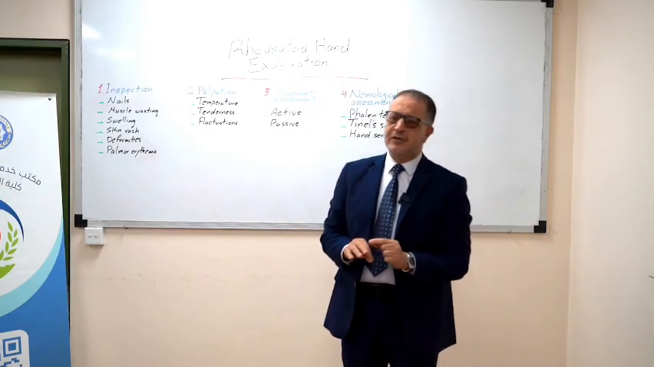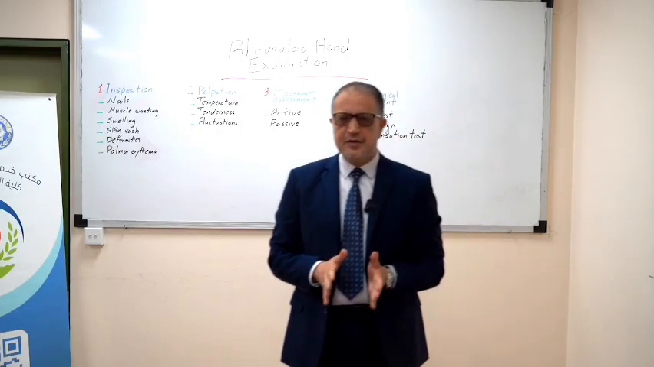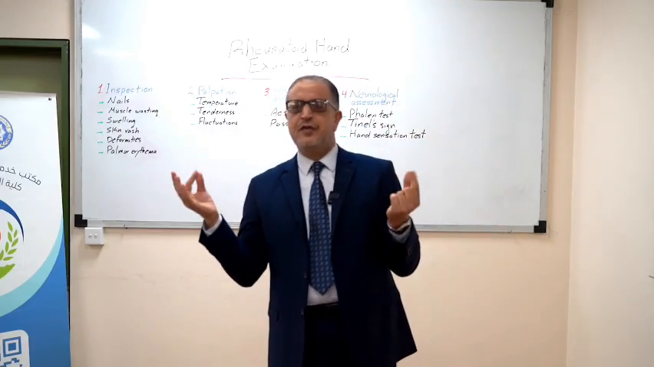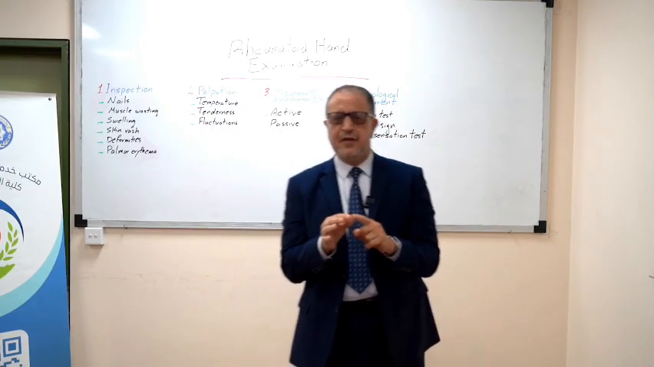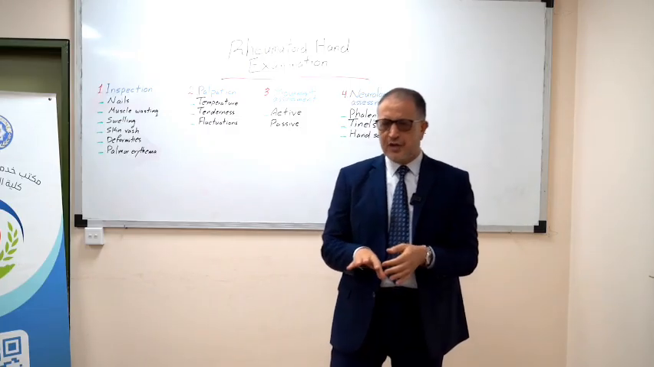Number two, you should examine for the tenderness. Tenderness is very important. How do you assess tenderness in the rheumatoid hand? You should use the index and the thumb finger. Of the four fingers, only these are used for tenderness. The index and the thumb finger are used to assess the tenderness in each joint. So start with the joint.